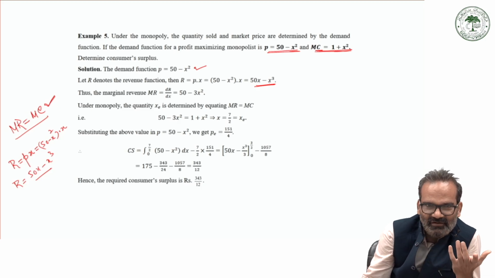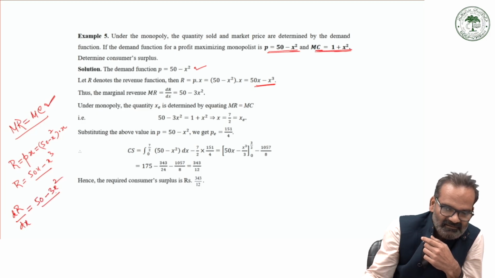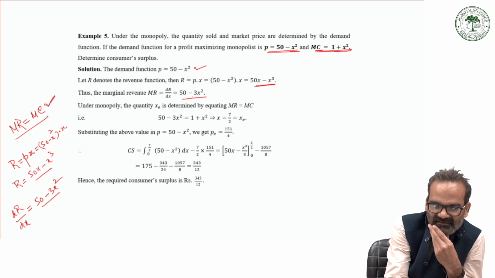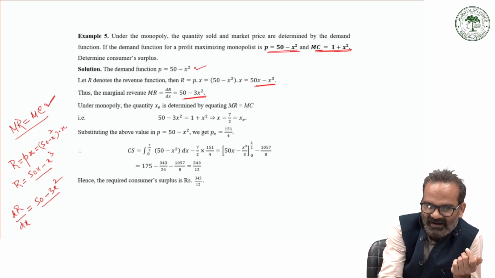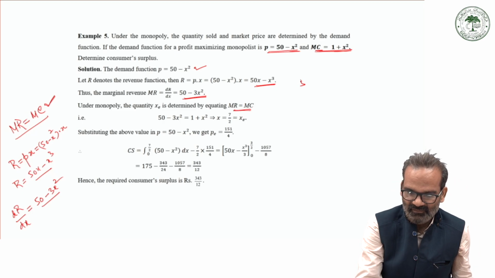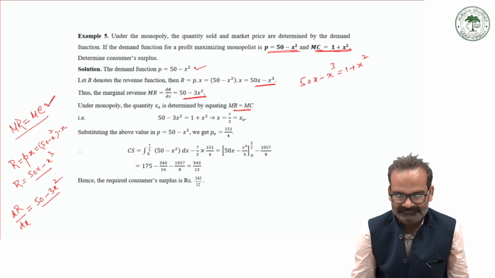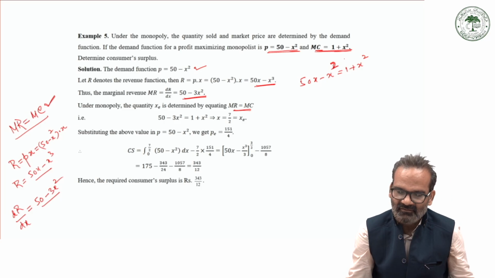If you have a total revenue function, find out its derivative, that is dR over dx. It is equals to 50 minus 3x square. This is your marginal revenue. And we know under monopoly the marginal revenue should be equals to the marginal cost, that is 50 minus 3x square should be equals to 1 plus x square.